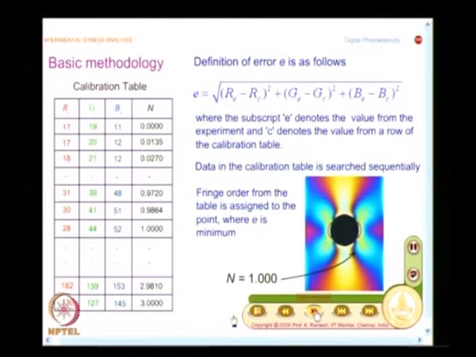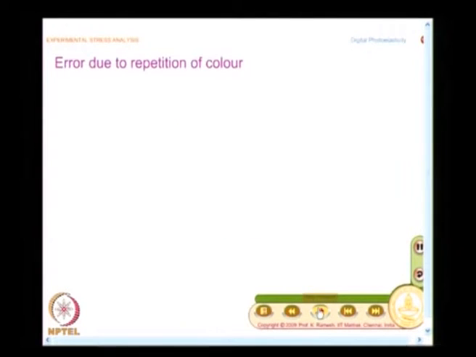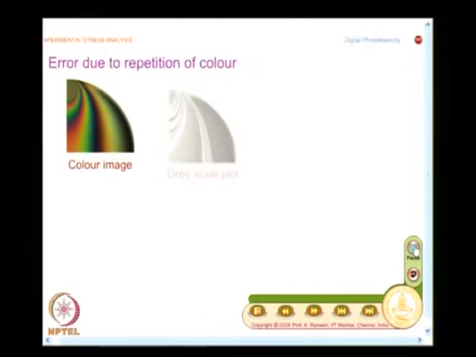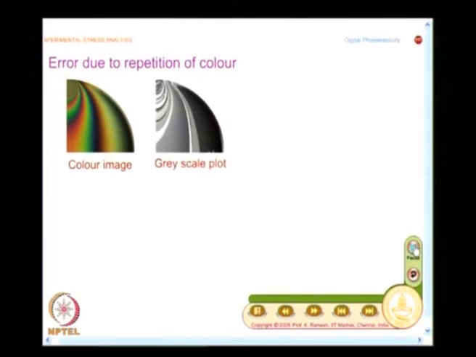This is easily said, but there are also error sources. We look at what the error sources are and how they can be corrected. See, what you have here is the disk under diametral compression, only one quarter of the disk is shown, and this is the color image I have recorded.